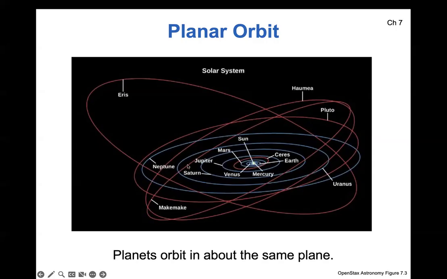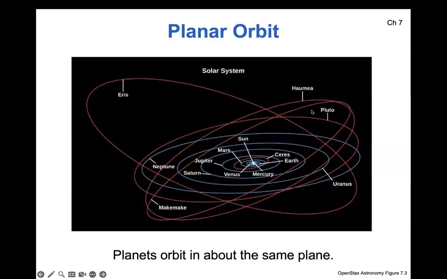And all 8 of the major planets are almost exactly planar with each other. They make a flat orbital system. And that plane is called the ecliptic plane. And there's only a degree or two off between the orbits, between planets and that plane.